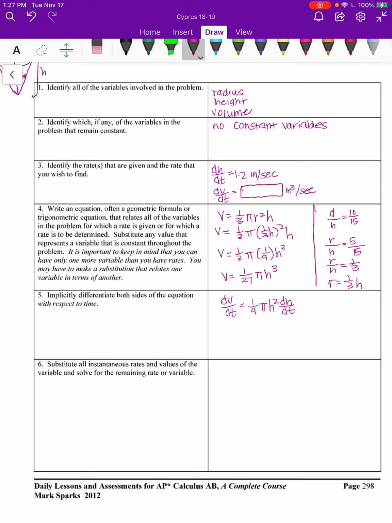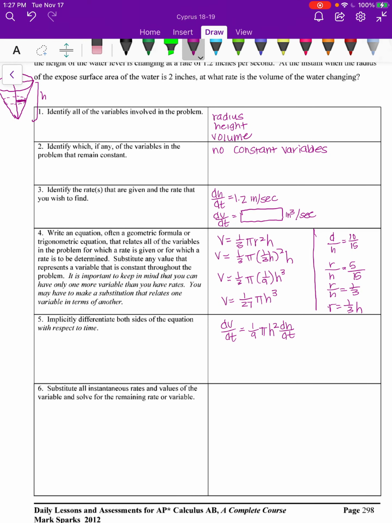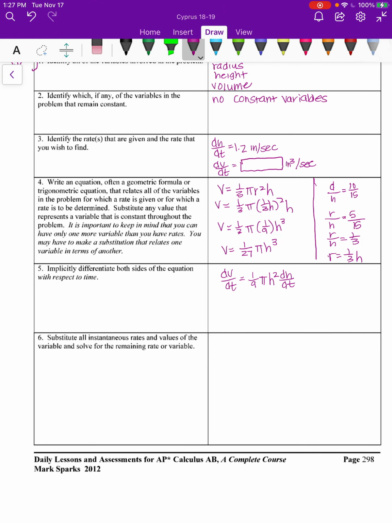Step 6, plug in what we know. We know that dh dt is 1.2. I know that the height that it's asking me, I can find out because they tell me the instant the radius is 2. Okay, so what do we know here? I'm trying to find dv dt still. I know 1/9 pi. I'm going to come back to this h in just a second, but dh dt is 1.2.